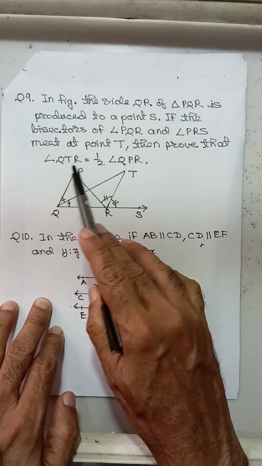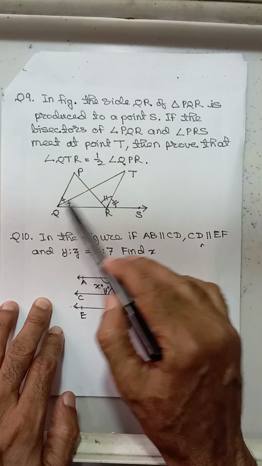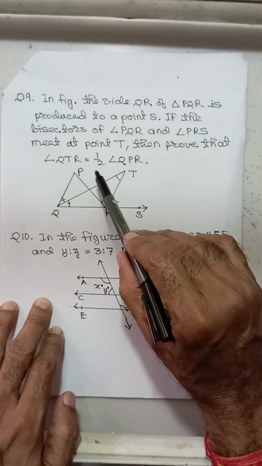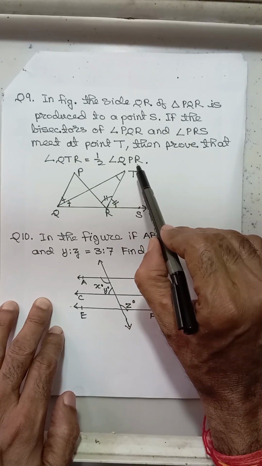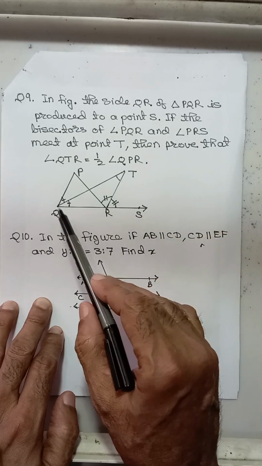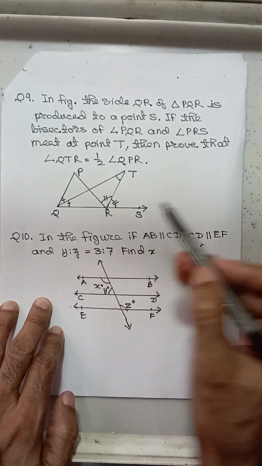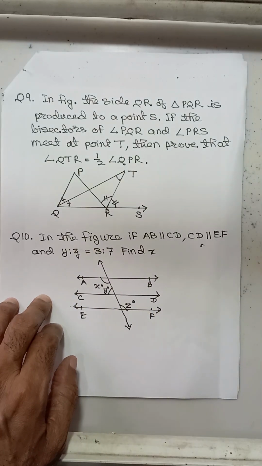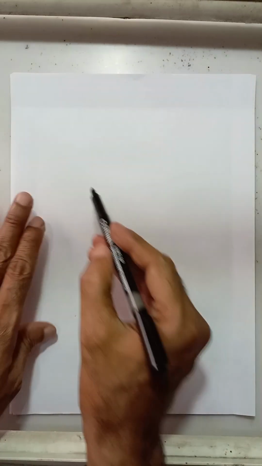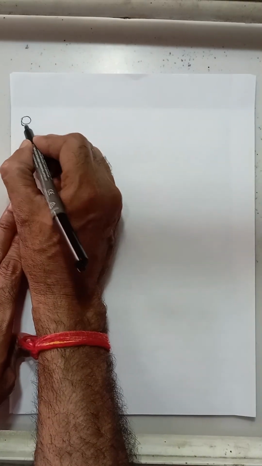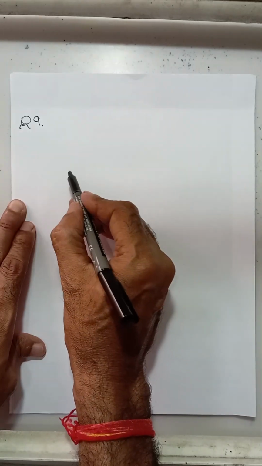Then we have to prove that angle QTR is half of angle QPR. This angle is half of this angle. So let us suppose, okay, so I will do it. So the question was, this is the line QR. This is question number 9. This is line QR.